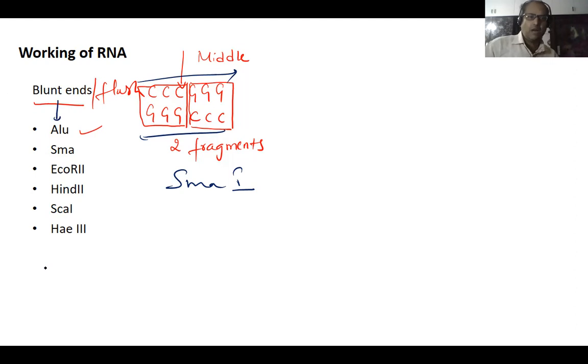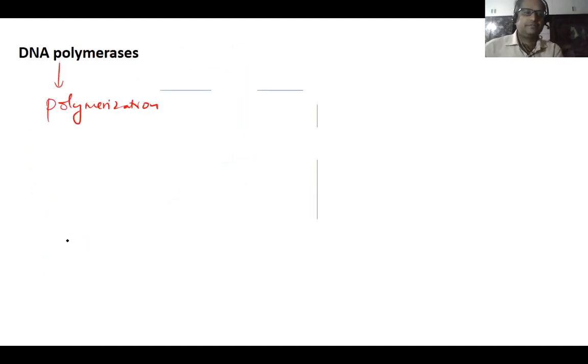ALU1, SMA1, EcoRV, HindII, SCAD1, E3. These are a few examples of blunt ends. Next, students, you have studied in molecular biology what the function of DNA polymerases is.